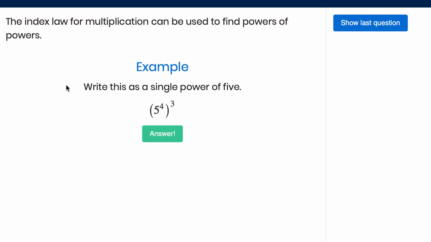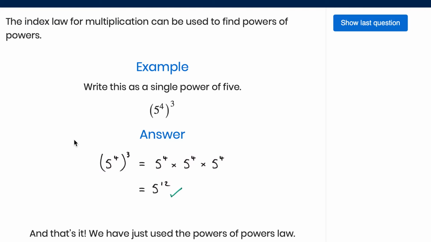Right, so let's see an example. Write 5 to the power of 4 to the power of 3 as a single power of 5. Now when we use powers of powers, you'll see brackets around the first power and then another power outside. Okay, so let's see the answer.